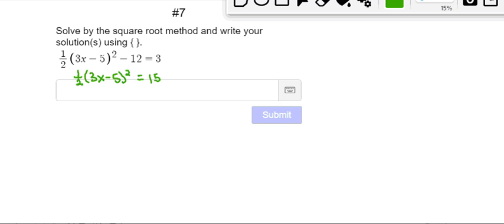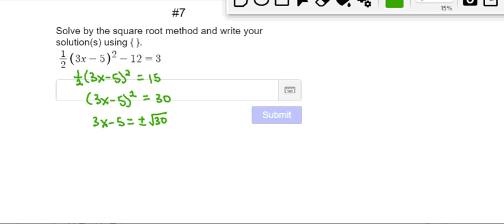Now we need to multiply both sides by 2 so we can clear that fraction. Now we take the square root of both sides. Now let's go ahead and check 30. Does 30 have any perfect square factors? One thing we can do is ask what the factors of 30 are. We have 2 and 15, 3 and 10, 5 and 6. None of those are perfect squares, so that is not going to be simplified.